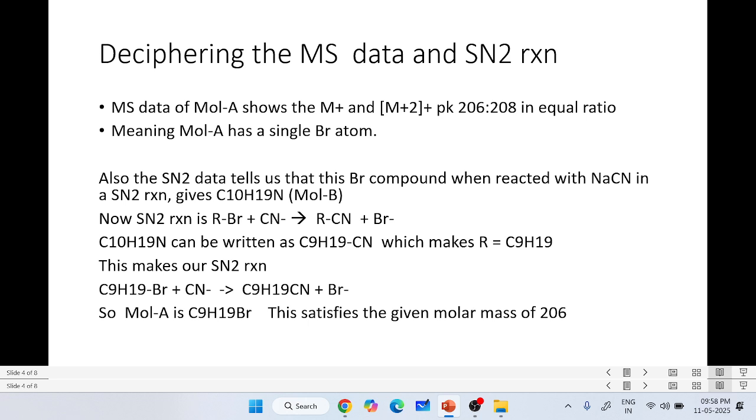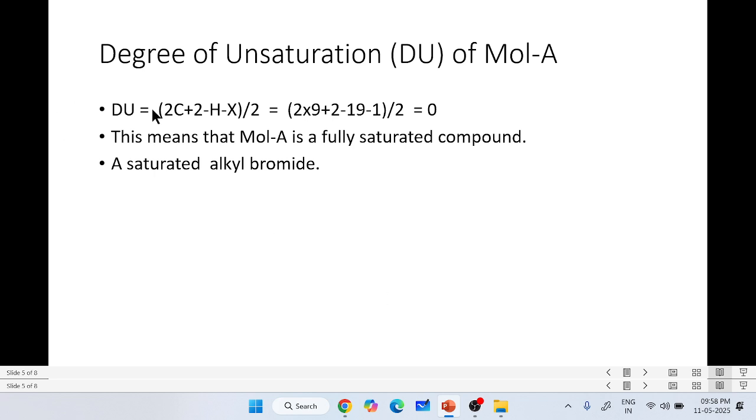Now we have to determine the structure from the NMR. Okay, so before we do that, we look at the degree of unsaturation of molecule A by the formula DU is equal to (2C plus 2 minus H minus X) divided by 2, where C is the number of carbon atoms, H is the number of hydrogen atoms, and X is the number of halogen atoms, in our case bromine. And when we do the calculation, we get DU equal to 0, which means the molecule does not have any double bond, triple bond, or any ring, no unsaturation there, except maybe single bonds. So the molecule is only a saturated alkyl bromide.